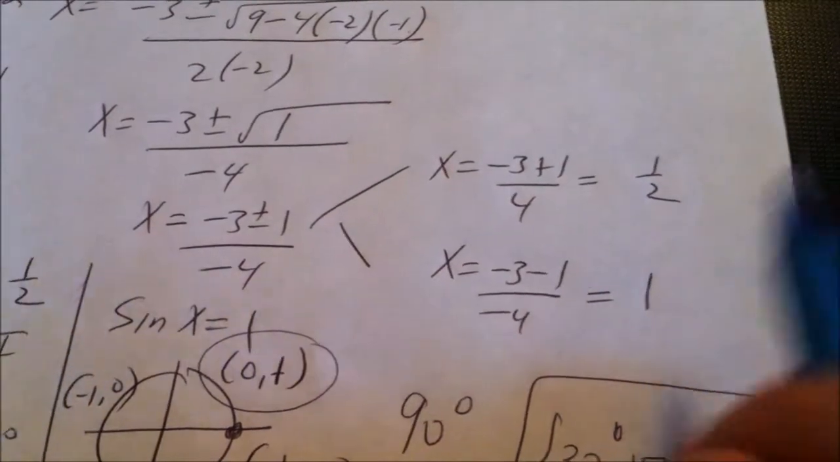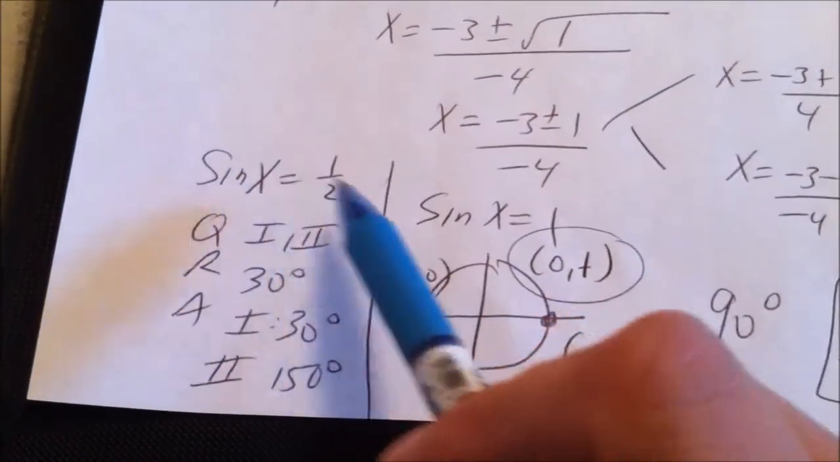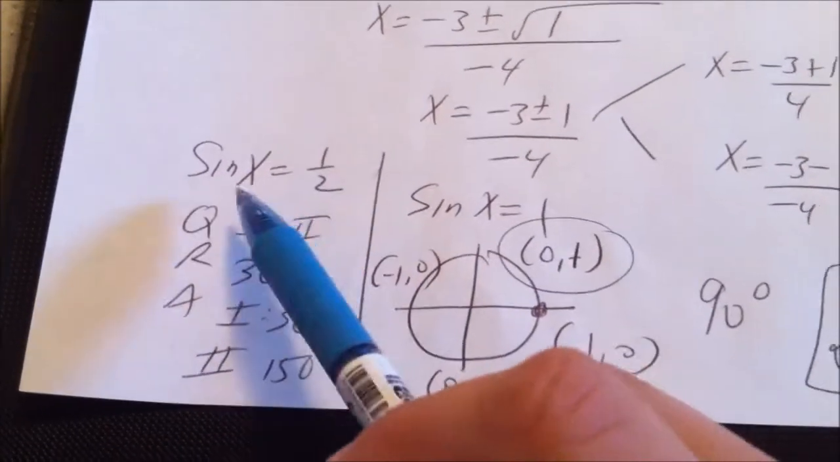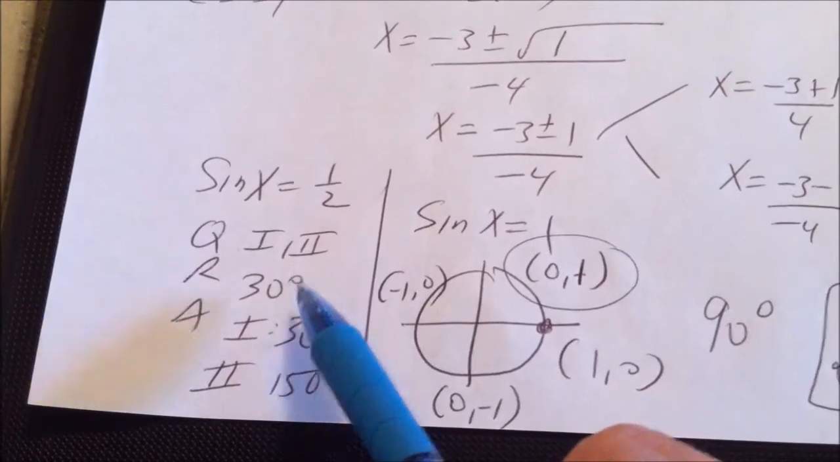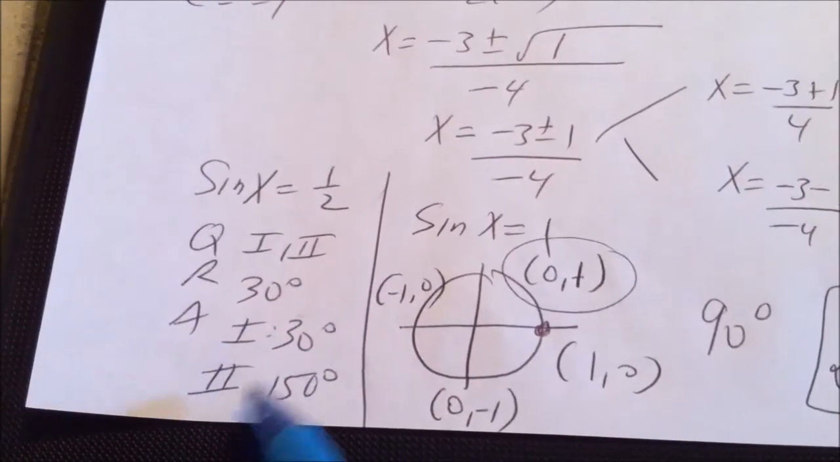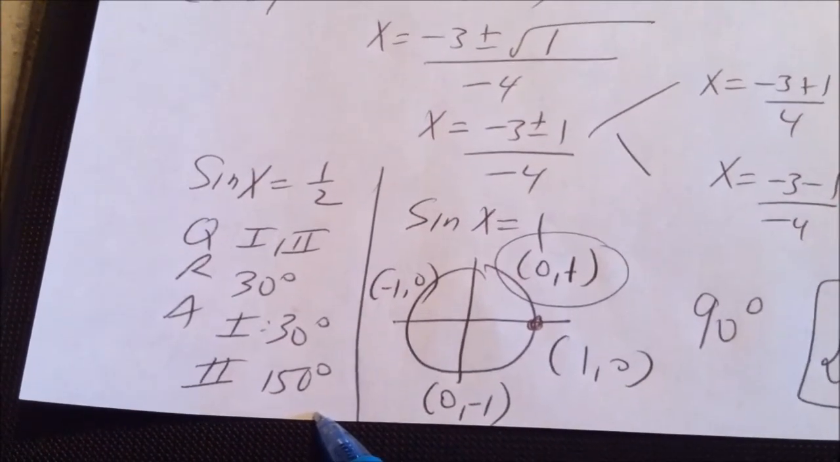Now I bring back the trig, which happened to have been sine. This is my sine x equal 1/2, which is a first degree QRA like we've done, positive in the first and the second quadrants. Reference angle is 30. The angle answers in the first quadrant is 30, in the second quadrant is 150, which is 180 minus 30.